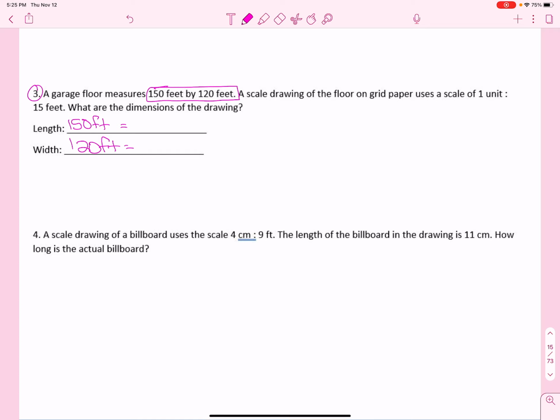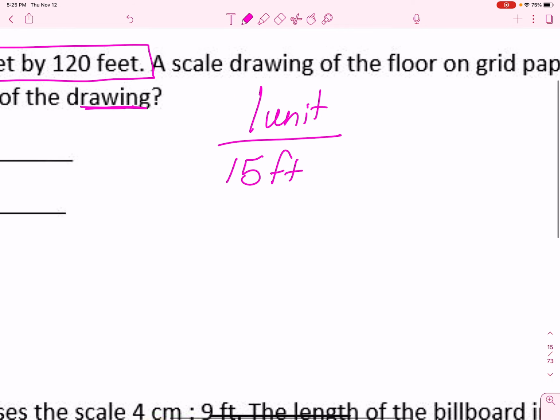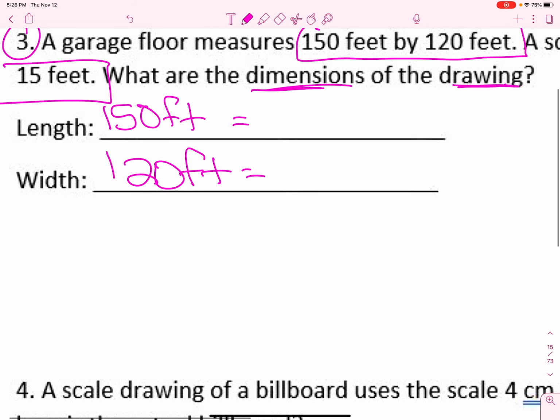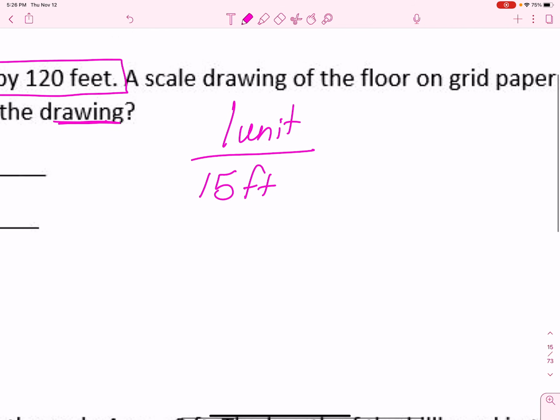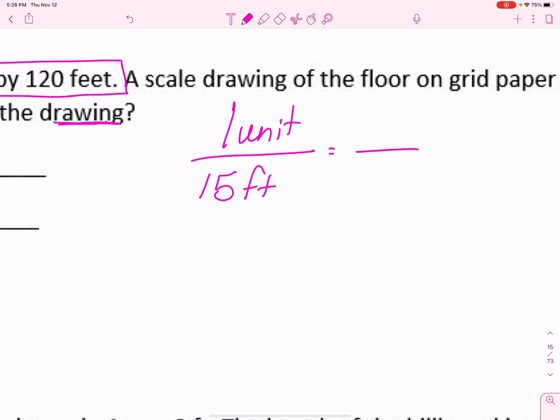The scale drawing has a scale of 1 unit to 15 feet. So that's our primary ratio. 1 unit represents 15 feet. So what are the dimensions of the drawing? We're looking for some smaller numbers here because we want the drawing. So if the real garage is 150 feet long, let's look at this. So we have units and feet. So 150 feet.